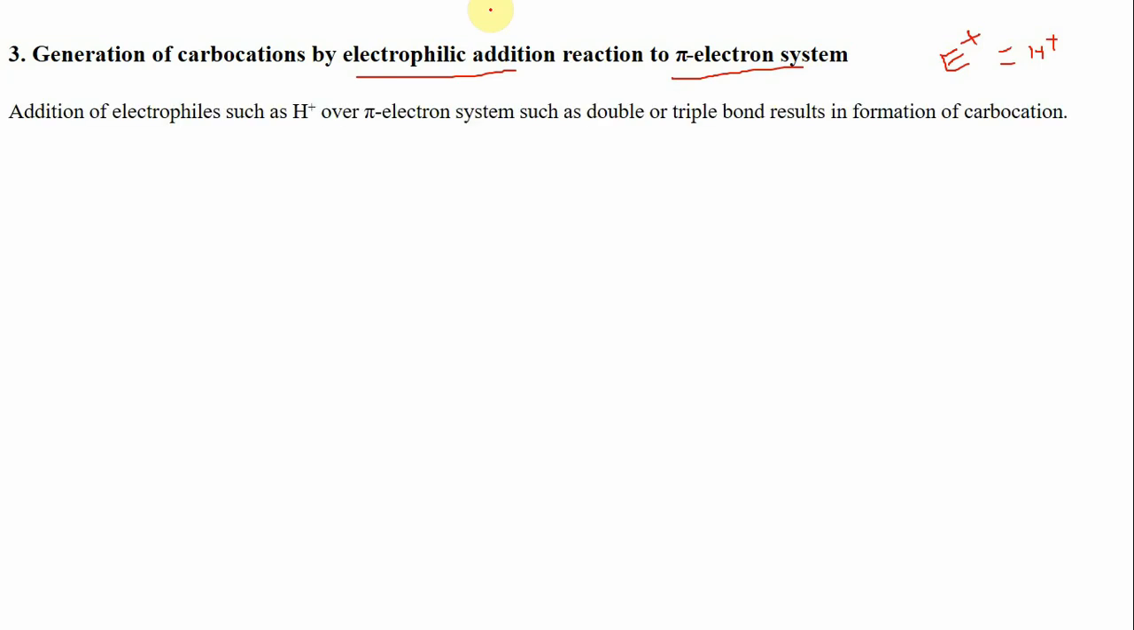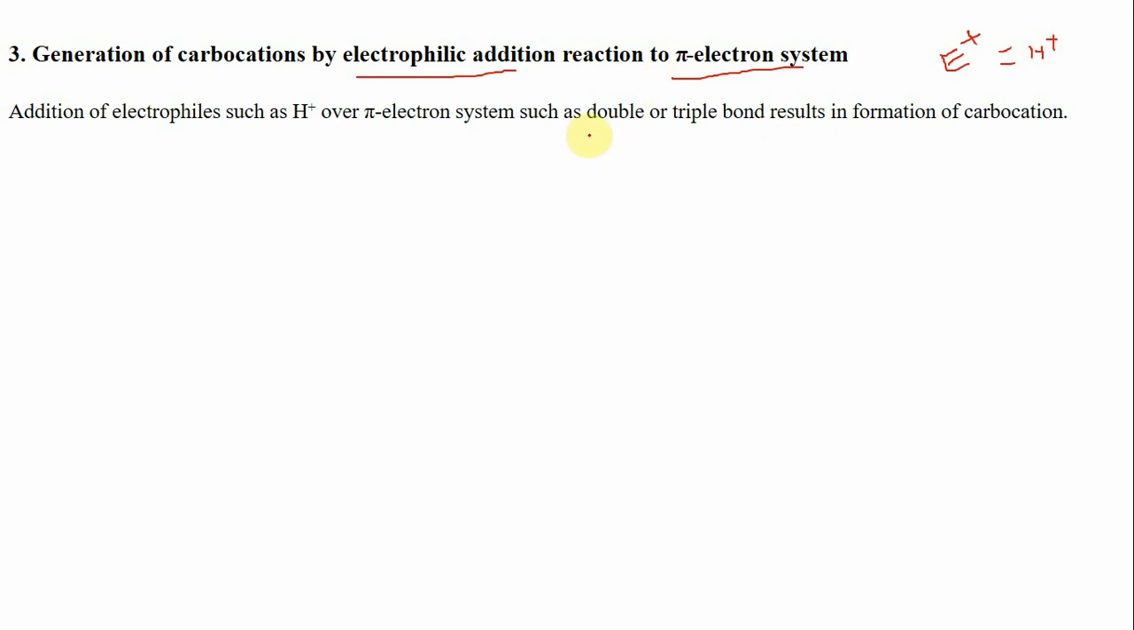The other method for generation of carbocations is by electrophilic addition reactions to pi electron systems, which are rich in pi electrons. Now electrophiles, as you already know, are the species that carry a positive charge. These electrophiles, such as H plus ion, or proton, which is also an electrophile, or Br plus ion, are highly reactive in nature and they rapidly react with pi electron systems or sources of electrons.